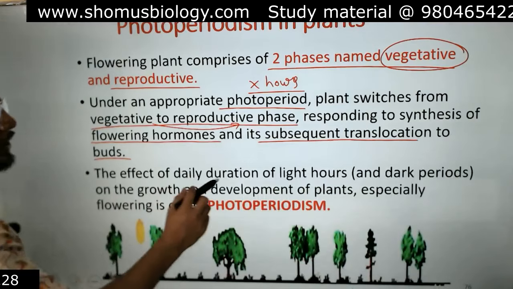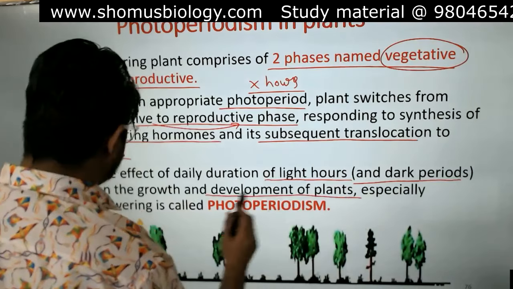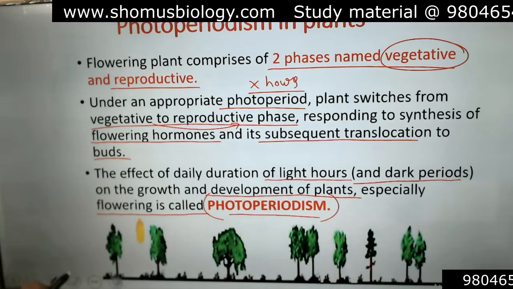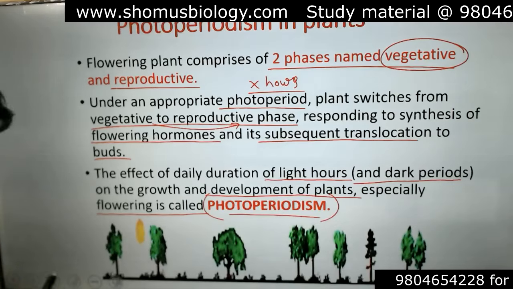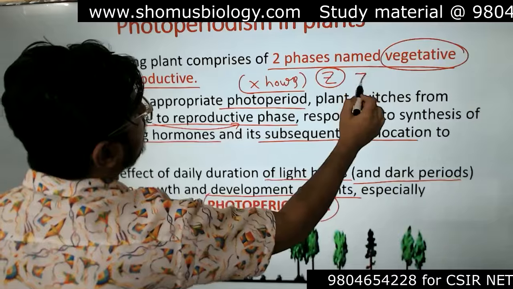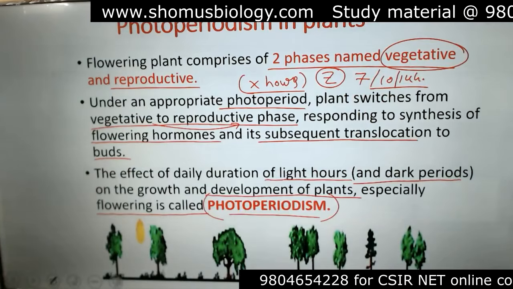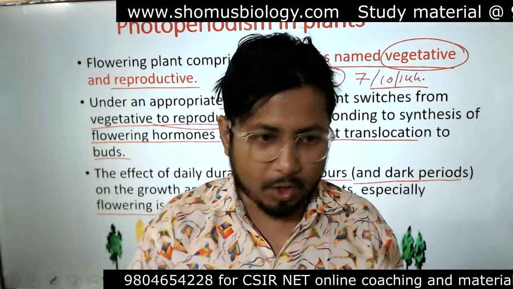The effect of the daily duration of light hours and dark periods on the growth and development of plants, especially flowering, is called photoperiodism. For a Z species of plant, let's say 7 hours or 10 hours or 14 hours of daytime is needed for flowering. If 14 hours are needed, it's a long daytime needed for flowering. If 8 hours are needed, that is a short span of daytime for flowering. Based on that, we call different plants long day plants or short day plants.